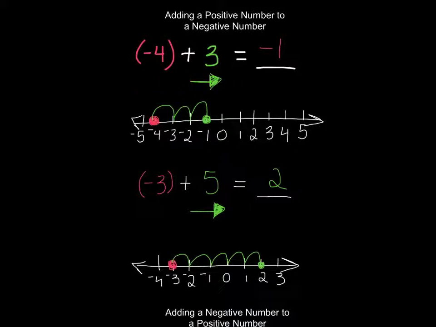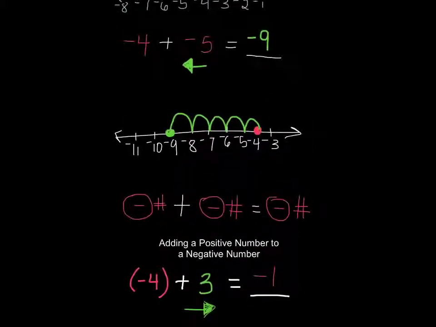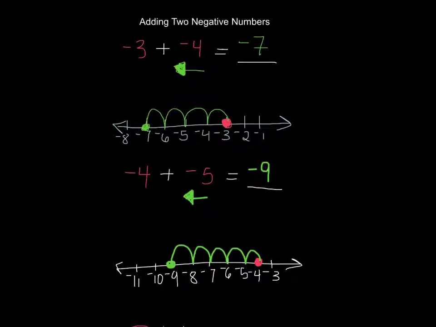And then this is in contrast to when you are adding negative numbers. When you're adding negative numbers on the number line, you move in the left direction, which is what we did in these examples up here.